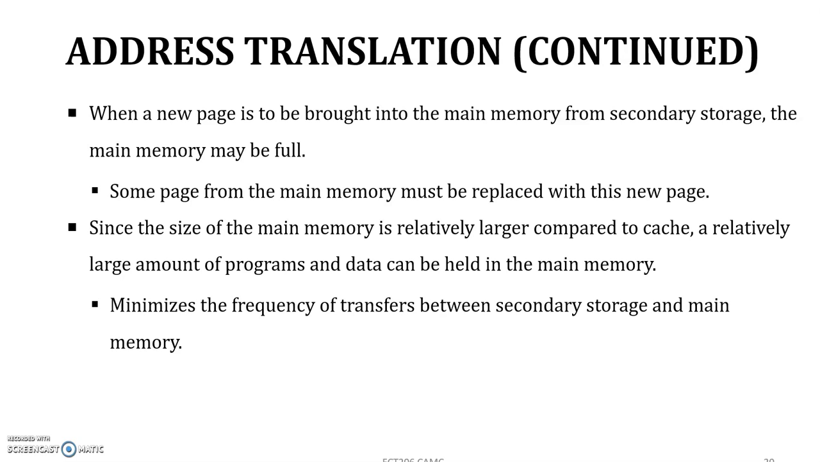When a page is to be brought into the main memory from the secondary storage and the main memory is full, some pages from the main memory must be replaced with the new page. Since the size of the main memory is relatively larger compared to the cache, a relatively large amount of programs and data can be held in the main memory, minimizing the frequency of transfers between the secondary storage and the main memory. Accessing the secondary storage takes more time, so by increasing the size of the main memory, we can minimize the frequency of transferring data between the secondary storage and the main memory.